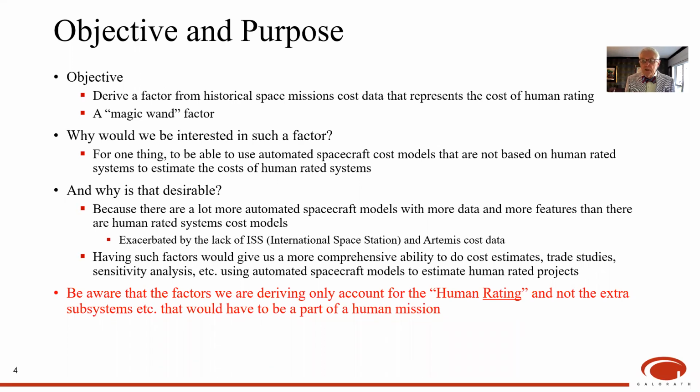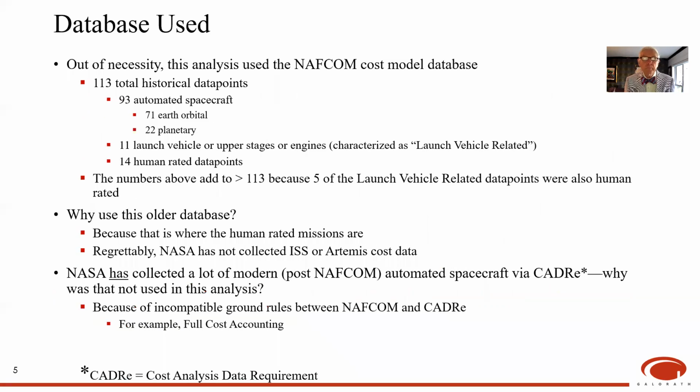Now, once again, I'm mentioning the same point I made before on the previous chart in red font, that the factors I'm talking about here only account for human rating, with emphasis on the word rating there, and not the extra subsystems and so forth that would have to be part of a human mission, which are going to be part of the design that you'll be costing.